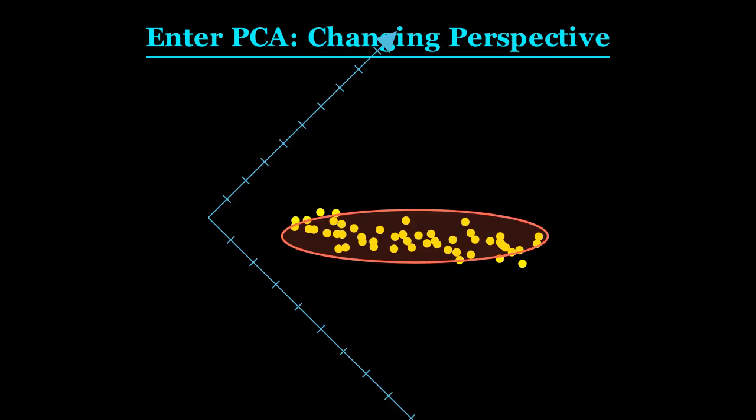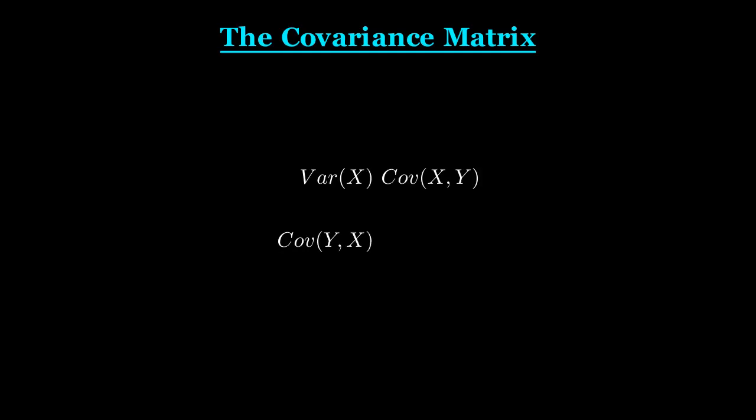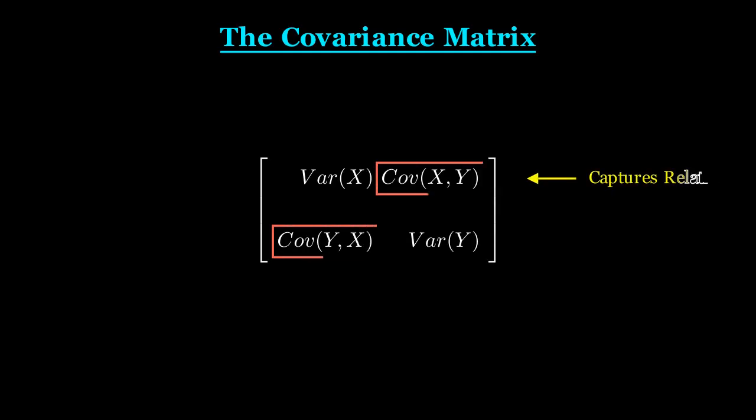Section 3. The Covariance Matrix. The heart of PCA lies in the Covariance Matrix. This matrix captures how every variable changes in relation to every other variable. By analyzing this matrix, we can identify the directions, or vectors, along which the data varies the most.